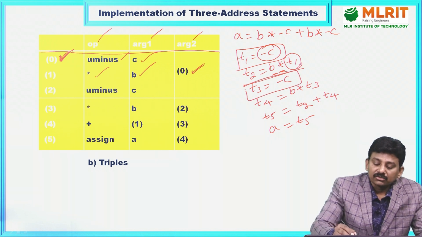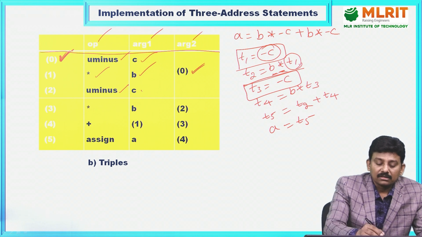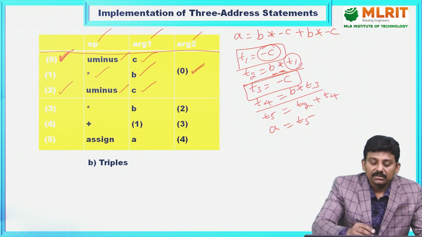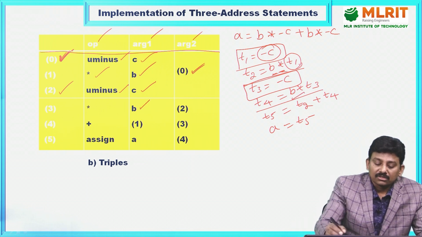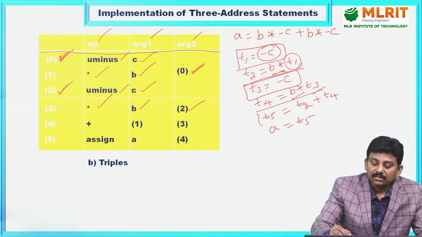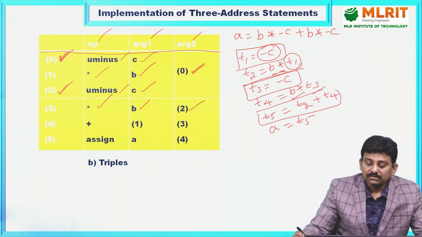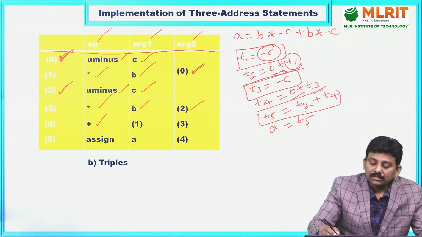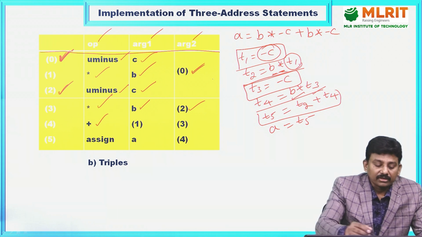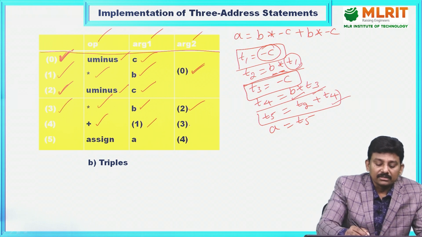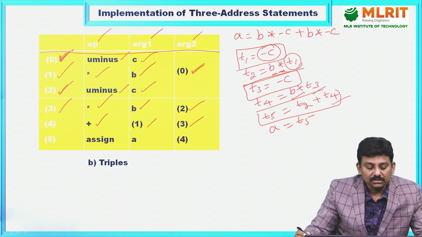Next, T3 is equal to minus C, unary minus with argument 1 C, the result will be available in location 2. Next, T4 is equal to B star T3, argument 1 is B, star is the operator. Instead of writing T3, we will get the value from location 2, so I will write location 2. Next, T2 is the argument 1, T4 is the argument 2, plus is the operator. T2 we get from address 1, T4 we can get from address 3. So argument 1 is 1, argument 2 is location 3.